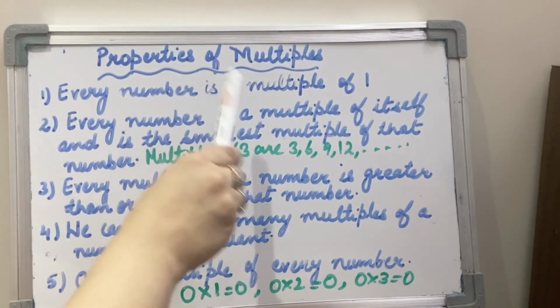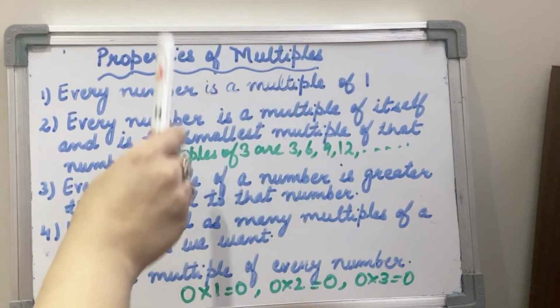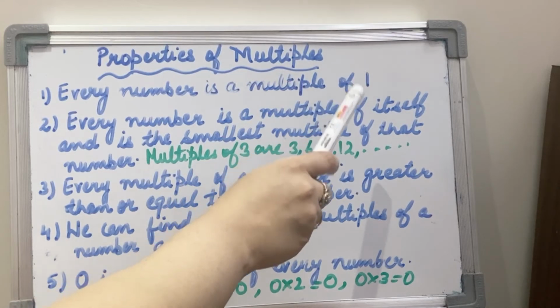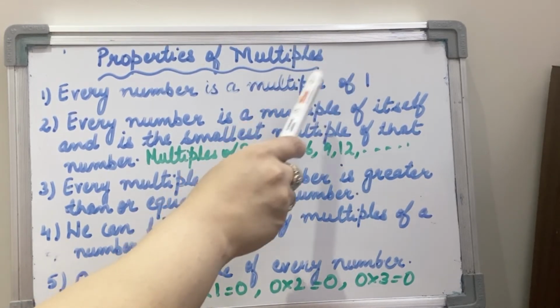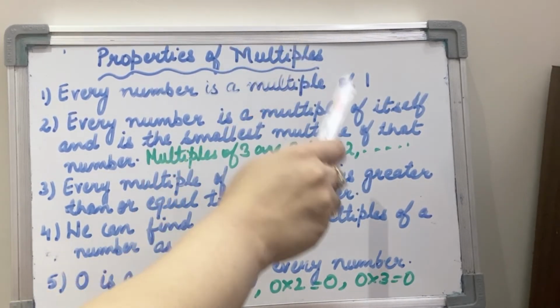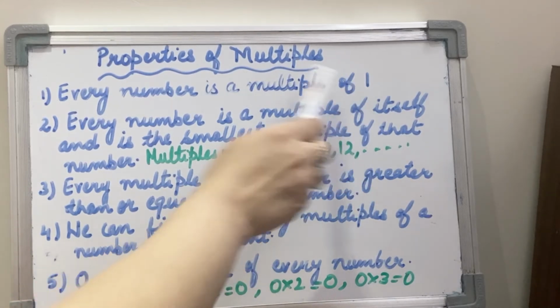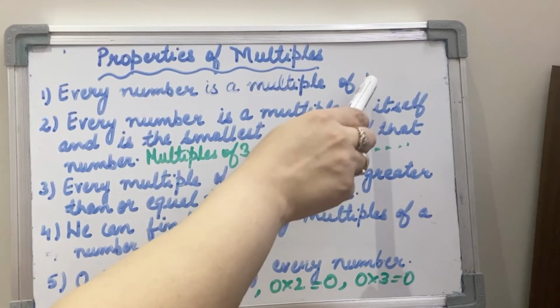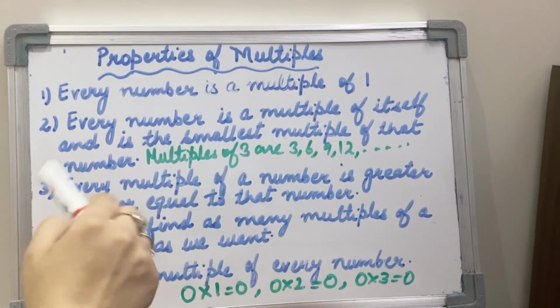Every number is a multiple of 1, because 1 comes as a factor in every table and it starts from 1 only. 1 into 2 is 2, 1 into 3 is 3. So every number is a multiple of 1. It can be said as 1 is a factor of every number.